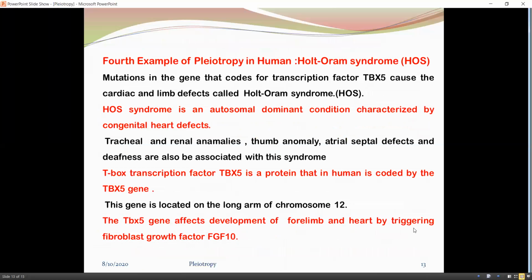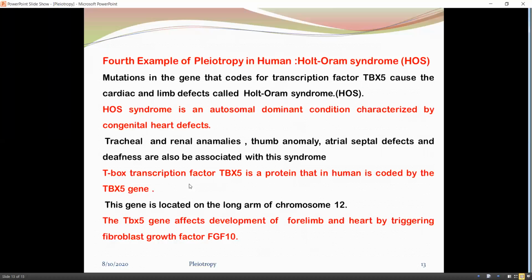Fourth example of pleiotropy in human is Holt-Oram syndrome (HOS). Mutation in the gene that codes for transcription factor TBX5 causes the cardiac and limb defects called HOS. HOS is an autosomal dominant condition characterized by congenital heart defects, tracheal and renal anomalies, thumb anomaly, atrial septal defects, and deafness are also associated with this syndrome.